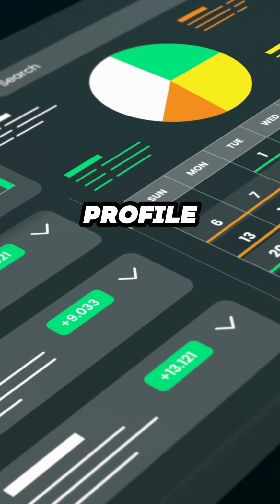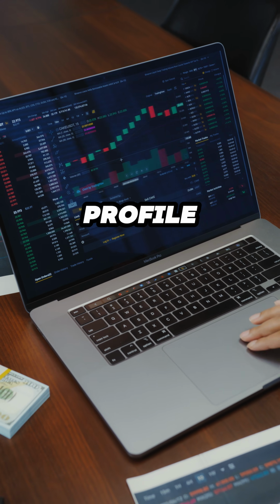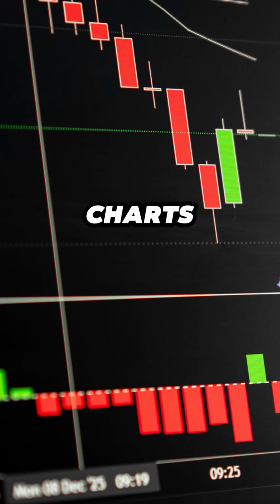I use the market profile to find long setups and translate it into plain English. My edge is simple: patience and daily understanding of the market profile. No hype, no emotions, just the charts. Let's get started.